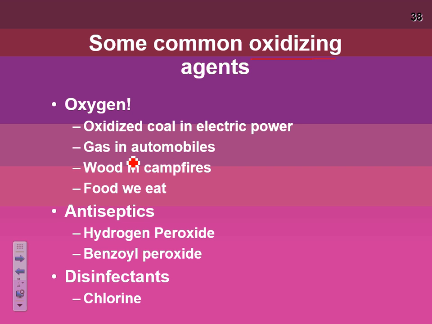Coal and electric power, gas and automobiles, wood and campfires, and the food we eat are all based on oxygen. So oxidizing would mean that they lose oxygen. Antiseptics like hydrogen peroxide, we saw that reaction in our little catalyst experiment where the oxygen was being released. In this case, if it's losing oxygen, these are being oxidized. So hydrogen peroxide, the reaction we saw, was a common oxidizer. Okay. Then of course, disinfectants like chlorine would be a decent way to look at something that's oxidized.